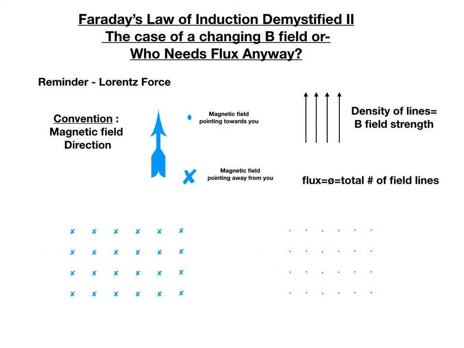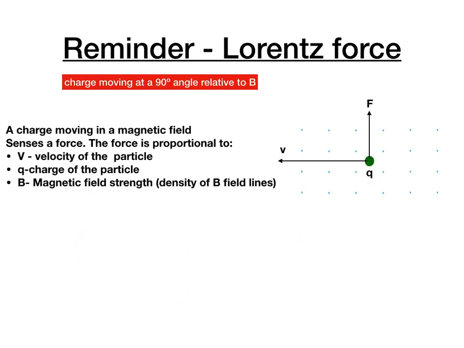When the field is not in the plane of the slide, the terminology is that we draw dots when the field is pointing towards you and X's when the field is pointing away from you, just like the tip and the back of an arrow. The flux is defined as the total number of field lines crossing a unit area.